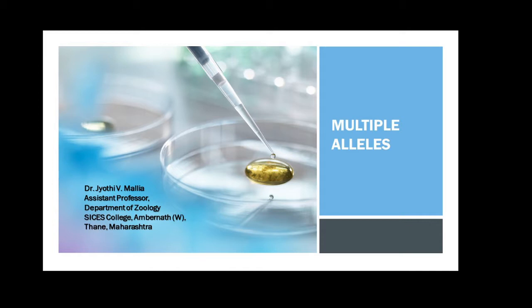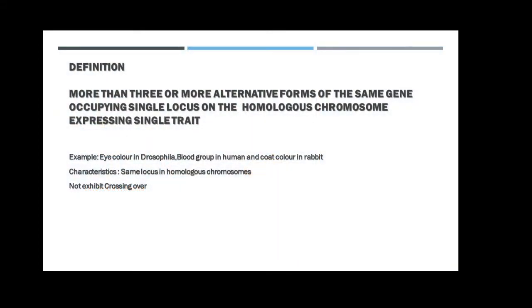Welcome to my class on multiple alleles. All of you know that alleles are the alternate forms of the same gene which are present on the homologous chromosomes. So, multiple alleles are three or more alternative forms of the same gene occupying a single locus on the homologous chromosome, which express a single trait. Examples are eye color in Drosophila, blood group in human, and coat color in rabbit.